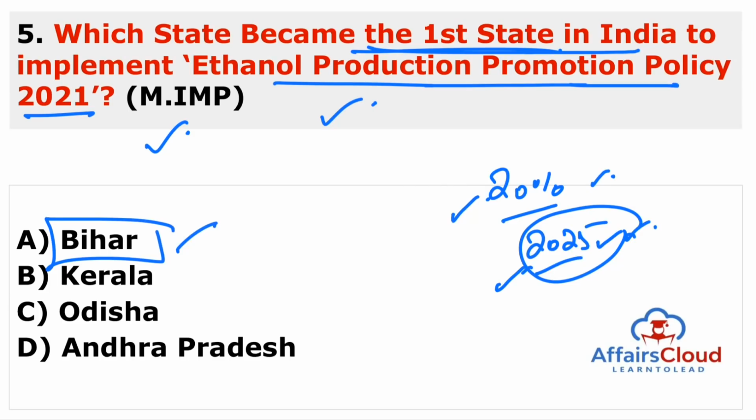And guys, remember all the things about Bihar. Bihar's Chief Minister is Nitish Kumar, and who is the governor of Bihar? Every student is answering: that is Phagu Chauhan. So remember, Phagu Chauhan is currently the governor of Bihar.